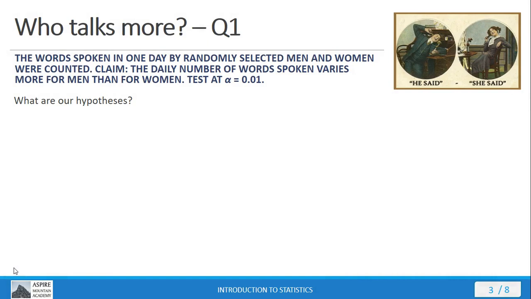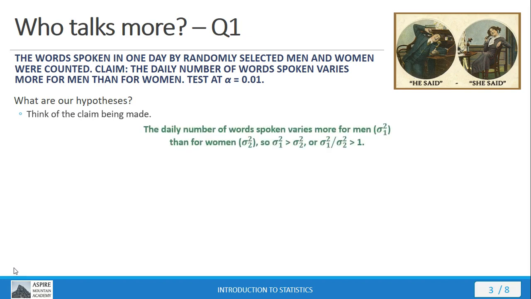So first we're asked about the hypotheses. To construct the hypotheses, as always, we're going to think about the claim that's being made. In this case, the claim is that the daily number of words spoken varies more for the men than for the women. And since the men have the higher variance or standard deviation, then that's going to be group 1. And the women then are going to be group 2. So the variance for the first group is going to be greater than the variance for the second group. That's the claim. We can divide both sides by sigma 2 squared, and that gives us this expression here.